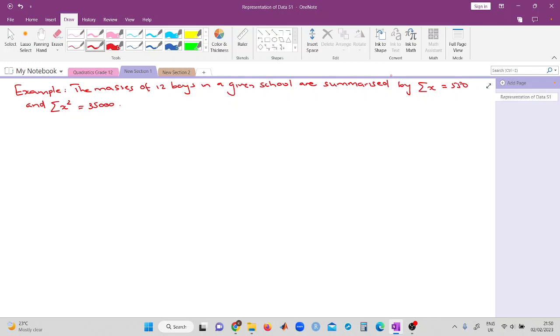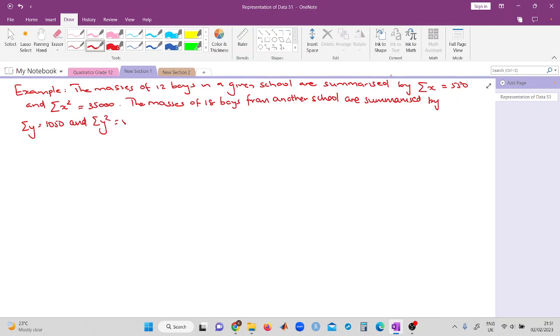Donc ça c'est qu'il nous demande pour 12 garçons. Now il demande the masses of another group. Ici il demande the masses of 18 boys from another school. Or summarize by the summation of y equals to 1050 and the summation of y square is equal to 51 000. La question c'est find the mean and the standard deviation of the masses of the 30 boys altogether.